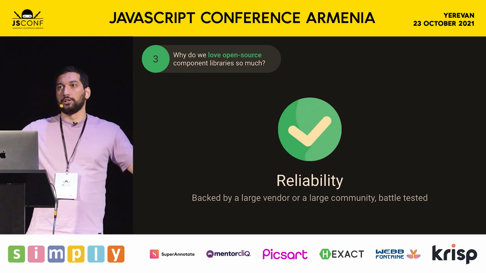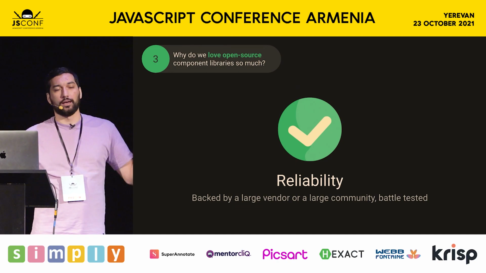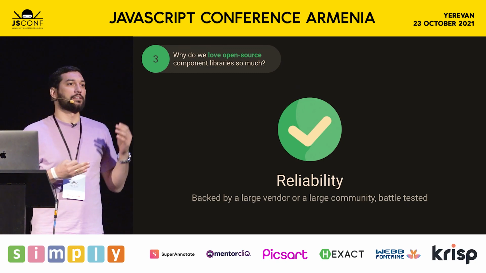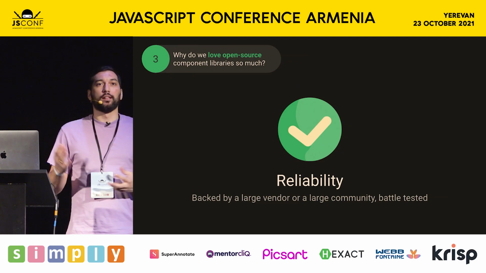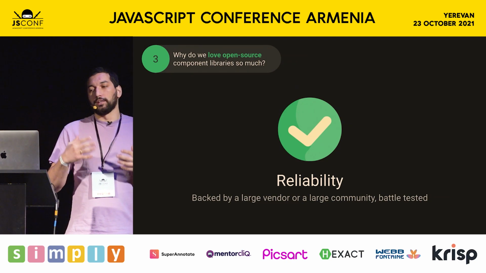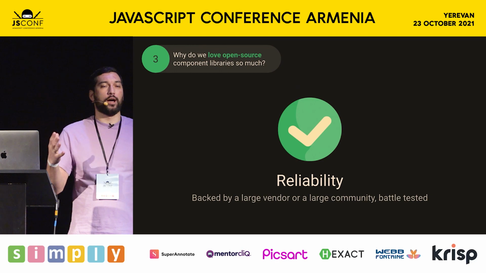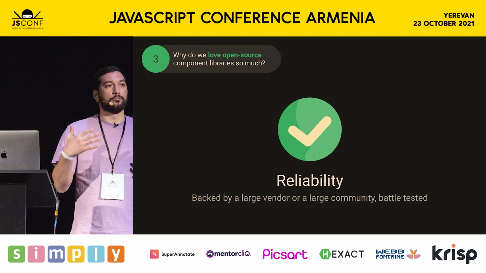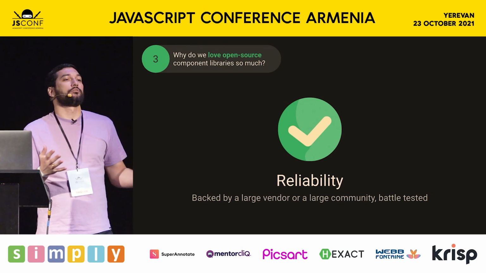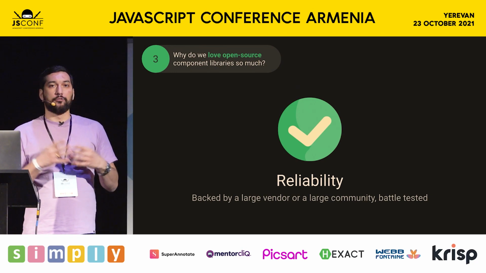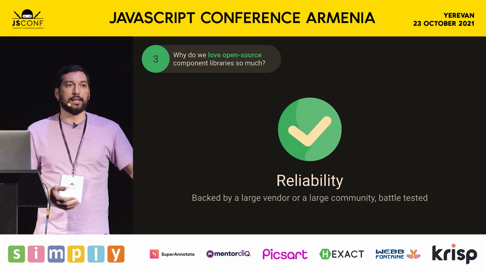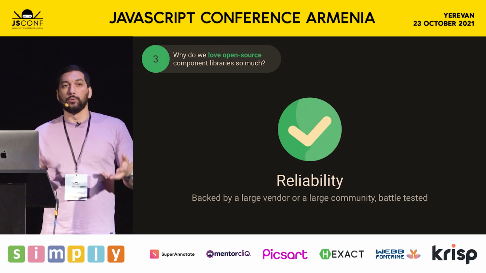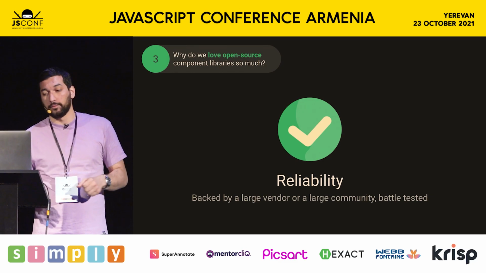And usually the large libraries are backed by big companies like Facebook, Google, and Amazon. Or even if it's not backed by a large vendor, it's usually backed by a large community. A community that you can trust and know is going to take care of the product, and it's going to be there for the foreseeable future. And because of that, it's very battle tested, and for the most part, you don't have to worry about the reliability of, let's say, Material Design, Bootstrap, Chakra, or whatever, and that is really great, and that's really powerful.